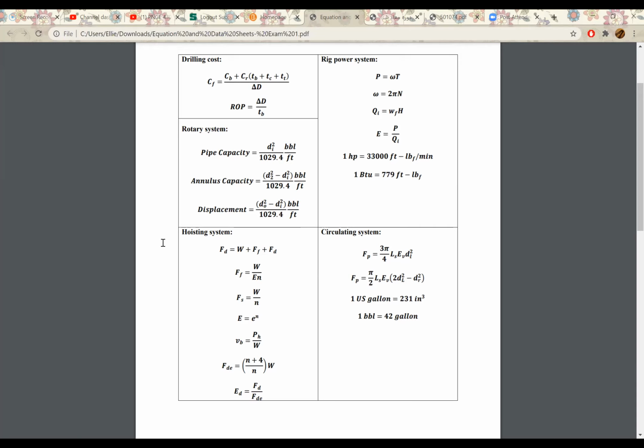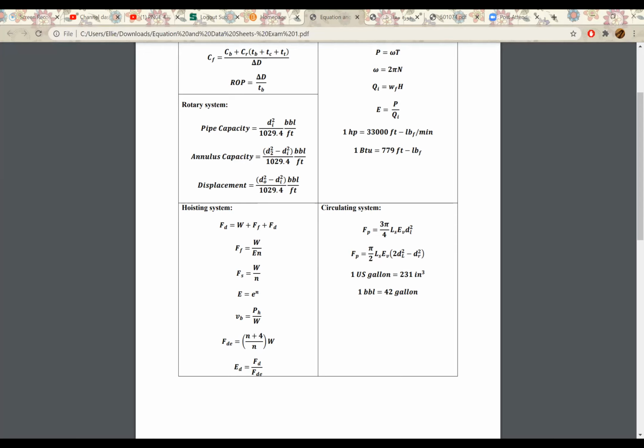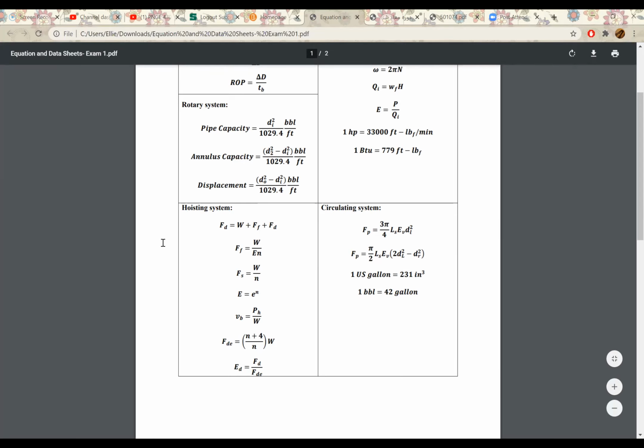What does capacity mean? What does pipe annulus displacement mean? If you need any conversion factor, the conversion factors are here as well, right?